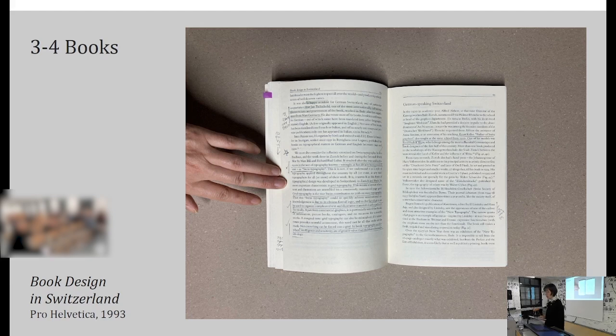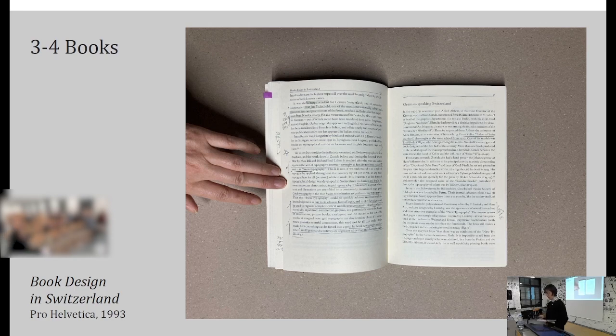This is not, if we understand it, a style of typography applied throughout the country by all or most typographers for all or most of their work. It is, since this form of typographical design was developed in Switzerland, in Zurich and Basel, its most important characteristic is grid typography. This means a layout where text and illustrations are assembled on a consistently maintained page grid.